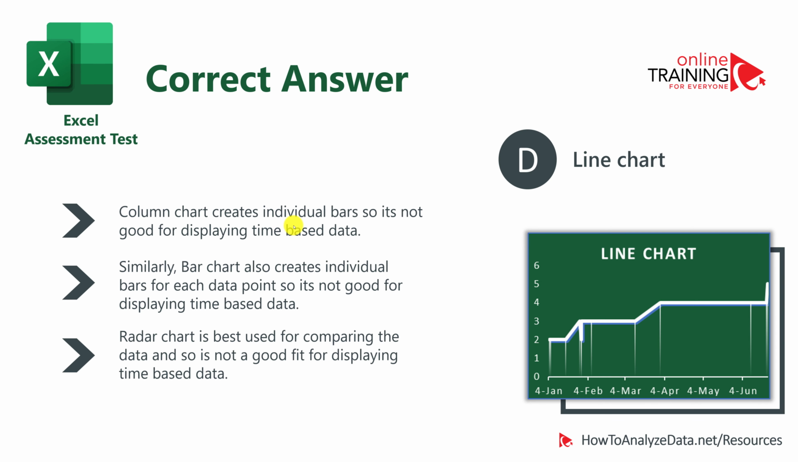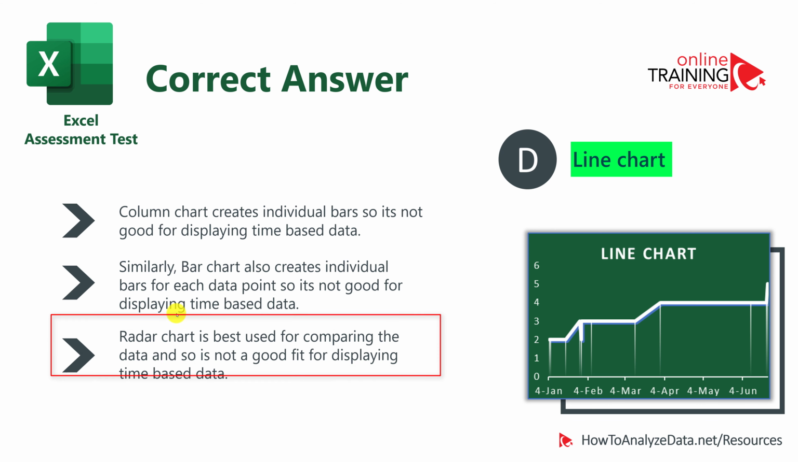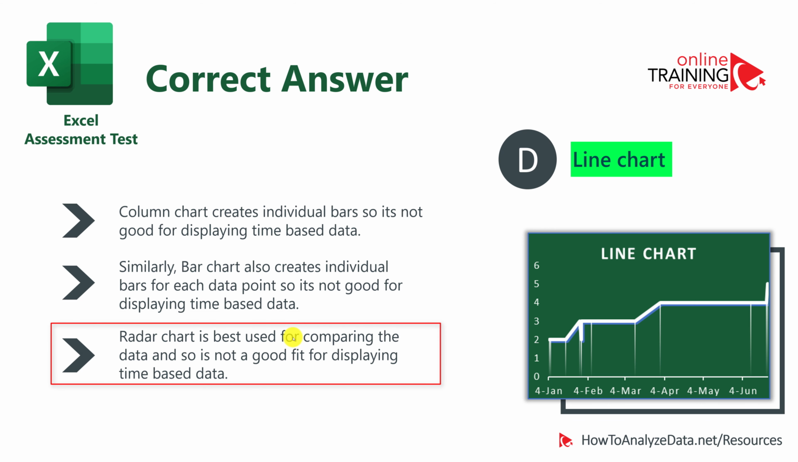So as you have figured it out by now, the correct answer is D, which is the line chart. And the reason it's the correct answer is because other choices are incorrect, and that's definitely the best way to display time-based data. So what we know is that column chart creates individual bars, and it's not good for displaying time-based data. And bar chart does the same. And then radar chart is best used for comparing the data, and it's not a good choice for displaying time-based data. So correct choice is D, line chart. Hopefully you've got it right.